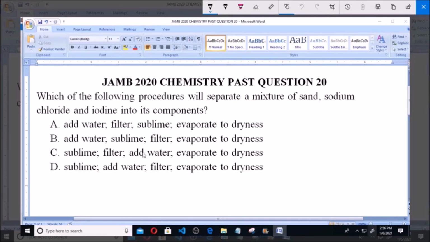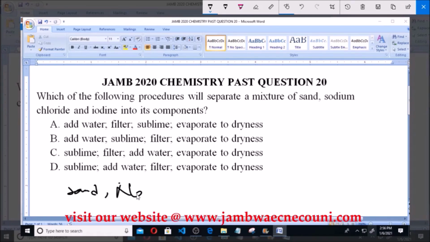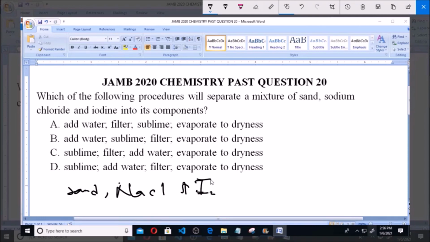Now let's take it gradually. We have a mixture of sand, sodium chloride, and iodine. Now, like we know, iodine in this mixture can sublime, that is, it can change directly from solid to gaseous state. So the first thing to do is to sublime. By adding heat, iodine will sublime, leaving out sand and sodium chloride. So we've cancelled out iodine.